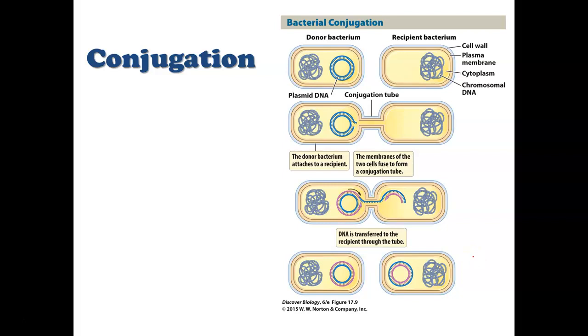Now, why this is important is because sometimes, remember, there are genes on these plasmids, and these genes can include things like antibiotic resistance. And what this means is that the antibiotic resistance can spread from bacterium to bacterium. Right? And remember, they don't even have to be the same species.